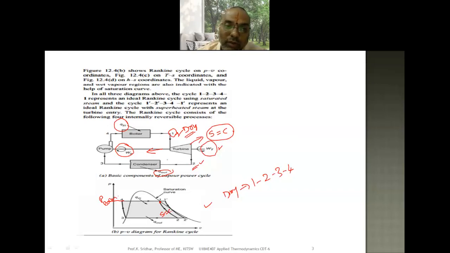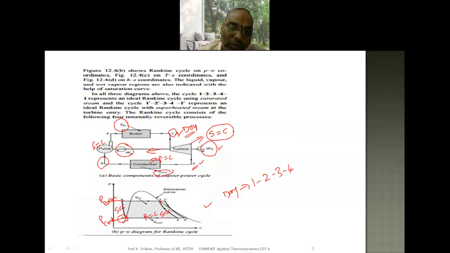Next, 2 to 3. The condenser is always a heat exchanger in which we have constant pressure heat rejection only. At 3, we always assume that saturated liquid is leaving the condenser. So draw the condenser pressure line, and wherever it meets the saturated liquid line, that is point number 3. And next, 3 to 4: once again it is an isentropic compression process in the pump. So 3 to 4 is an isentropic compression process.